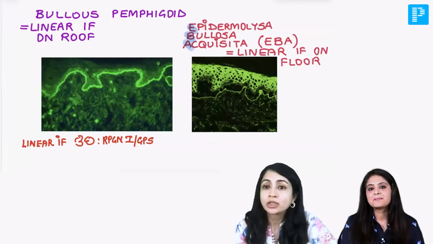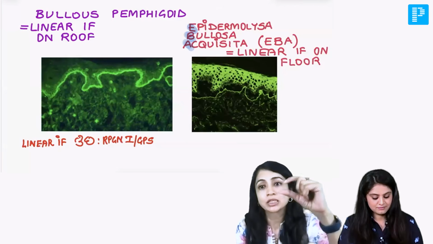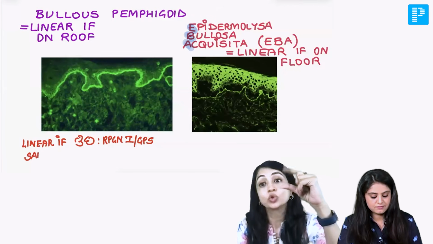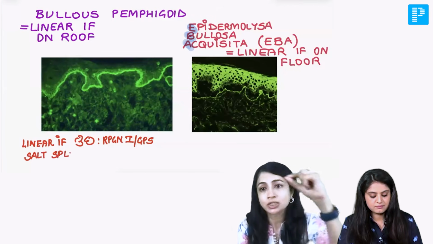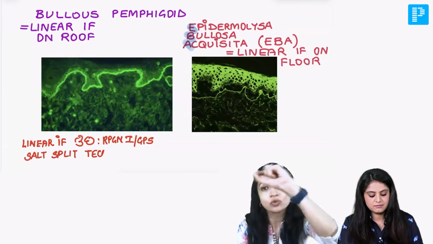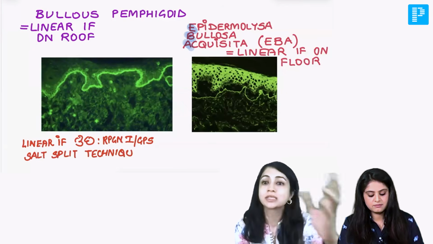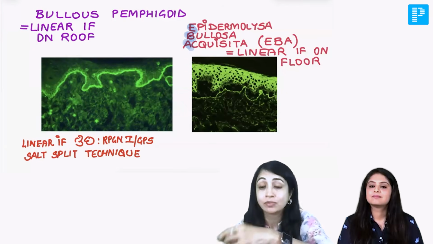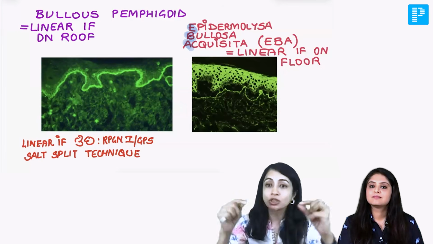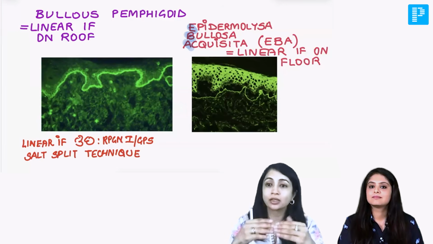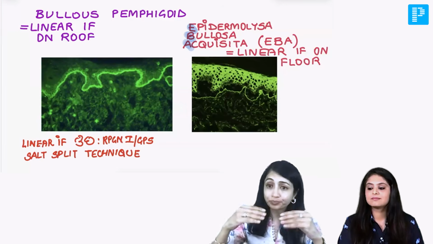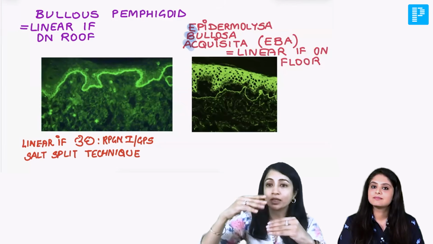So we put it in 1 molar NaCl, and this technique is called the salt split technique because it splits my dermoepidermal junction into two parts. The dermoepidermal junction is this thin layer, and that is why you see this linear immunofluorescence in bullous pemphigoid as well as EBA. But now, how to differentiate the different disorders there? So we put salt, and it splits at the level of the lamina lucida.